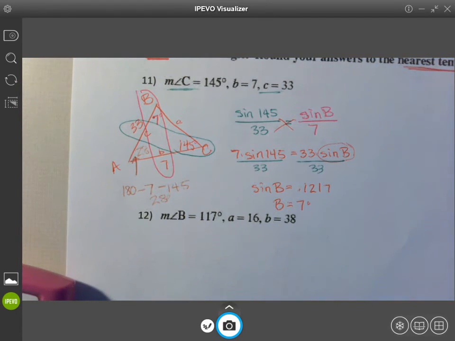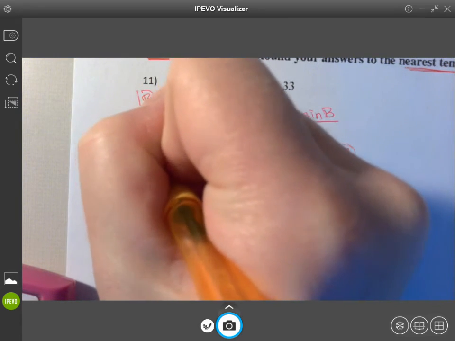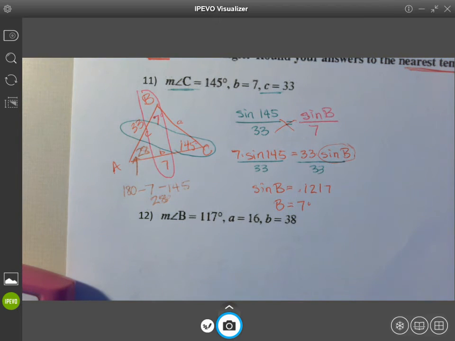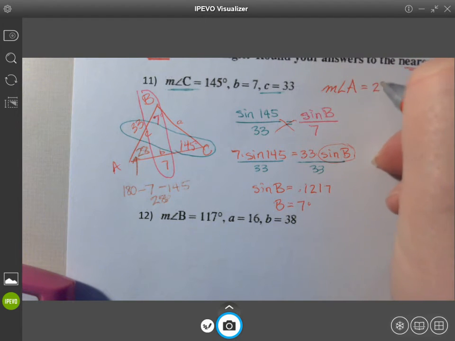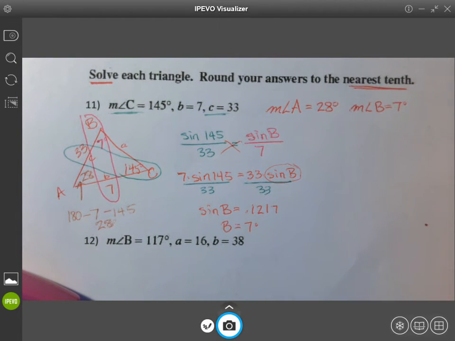I don't feel like this marker or this pen is writing. All right, there's my 28 degrees. Well, that made it easier. So the things I needed to find were the measure of angle A, which we found to be 28 degrees without much effort. And then we needed the measure of angle B, which we had to put effort into, 7 degrees. What else am I missing in my triangle?